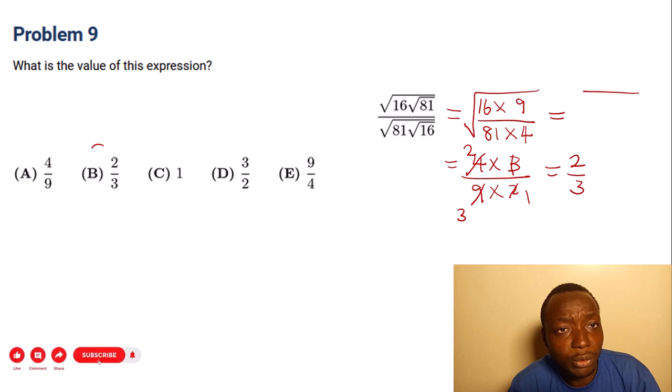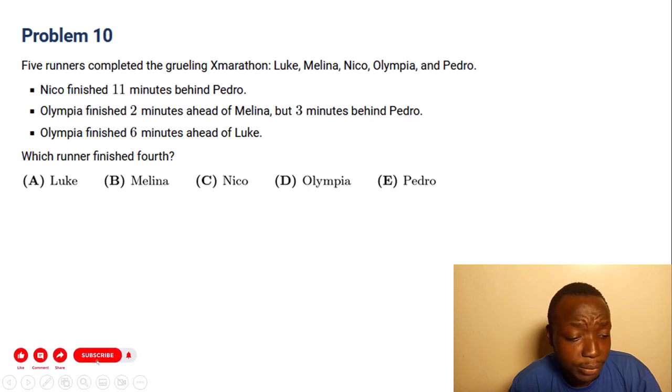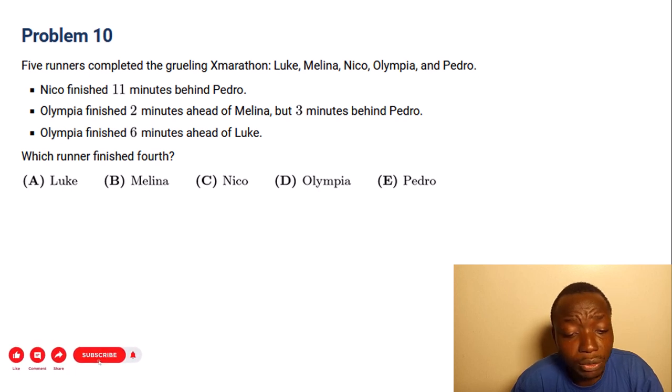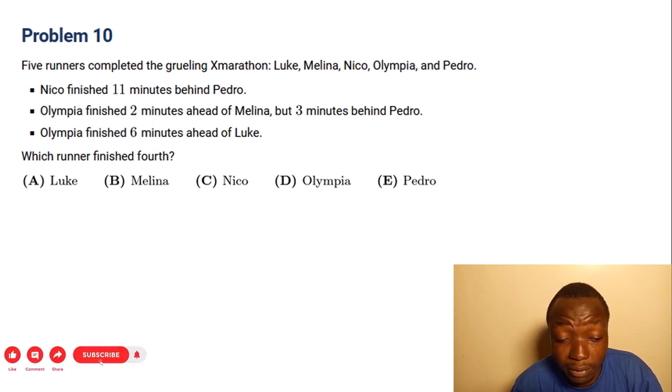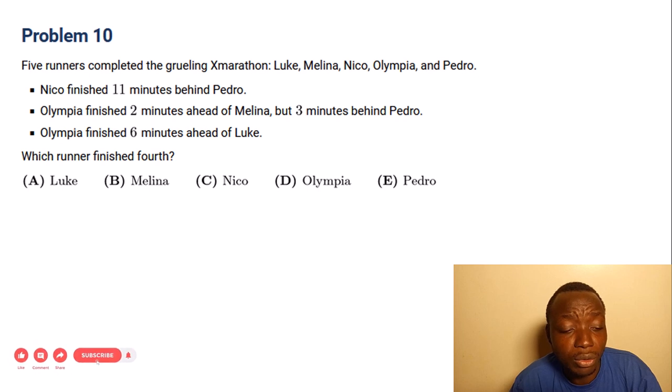And now the final question, question 10, says 5 runners completed the Grelin X Marathon: Luke, Melina, Nico, Olympia, and Pedro. Nico finished 11 minutes behind Pedro. Olympia finished 2 minutes ahead of Melina, but 3 minutes behind Pedro. Olympia finished 6 minutes ahead of Luke. Which runner finished fourth? So let's arrange these runners in order of when they finished.